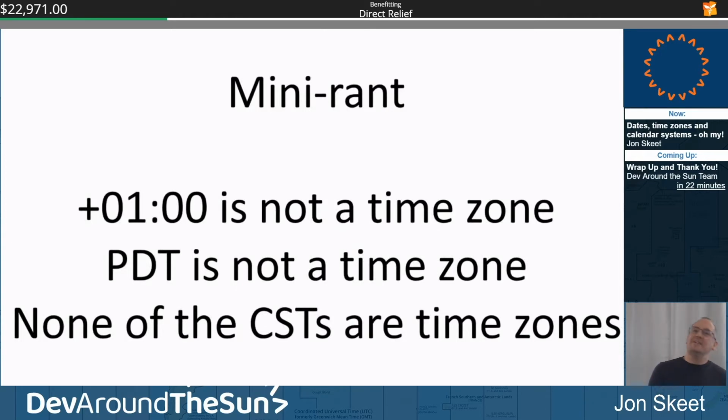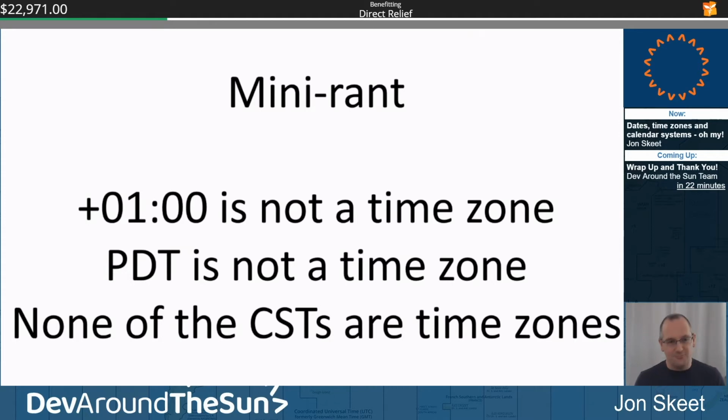If you look in the ISO 8601 spec, which is for formatting dates and times, really useful to have, unfortunately they say the zone identifier or something like that can be of the form +1:00. Now, that's not a time zone. If you say, oh, my time zone's PDT, that's not a time zone. If you say my time zone's CST, that's even worse, because that could mean Central Standard Time in the US. It could mean Central Standard Time in Australia, or it could mean Central Summer Time, also in Australia.